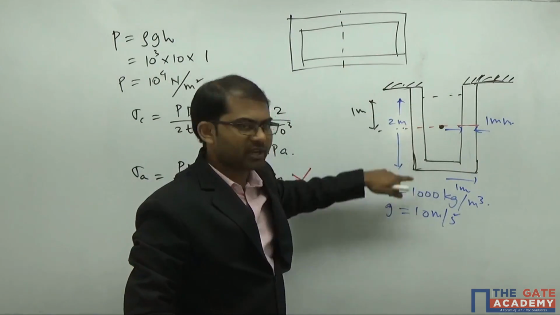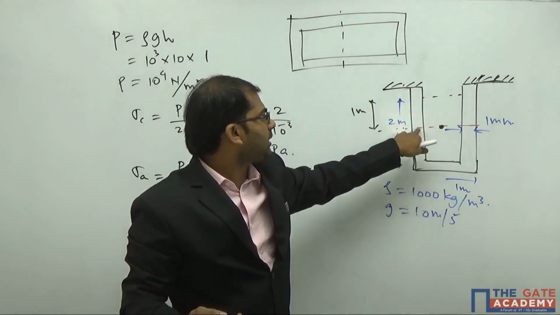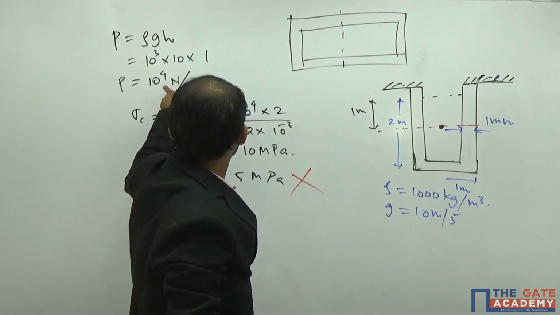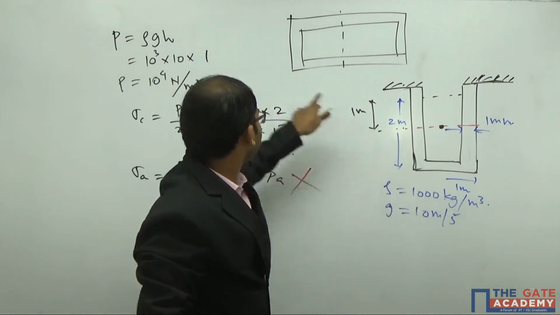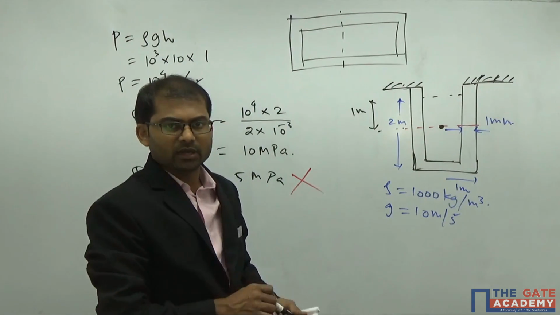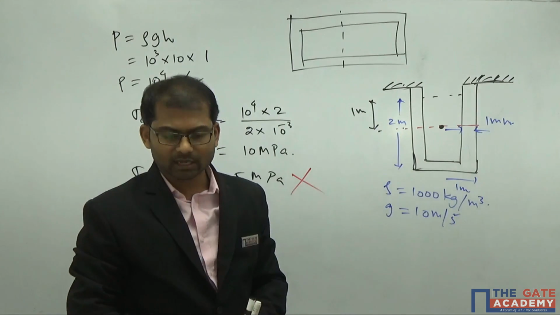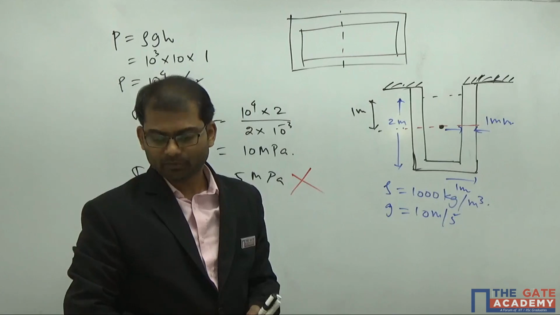Here the pressure is varying. If you take the top height, the pressure is equal to 0. At this height, pressure is equal to 10 power of 4 Newton per meter square. If you go to this depth, it will come as 2 into 10 power of 4 Newton per meter square here. Understand? So let's derive the formula for the axial stress for this condition, and from that we substitute the value here.